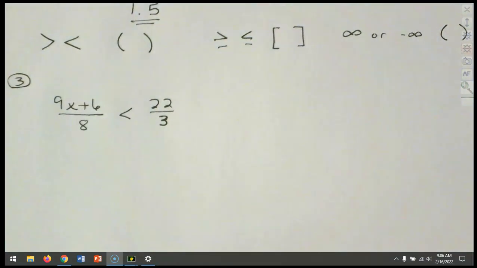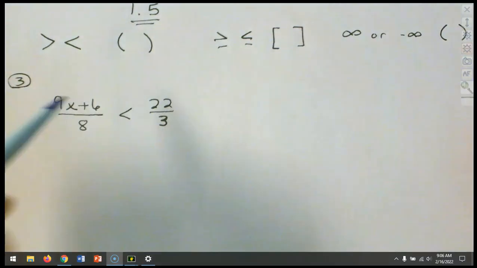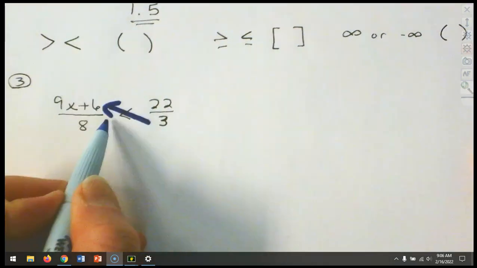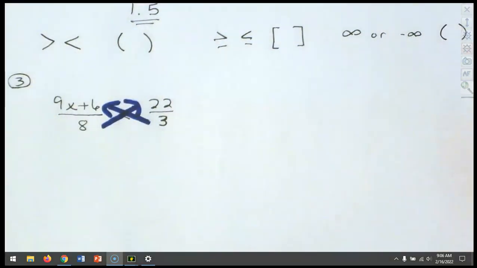Okay, now, we can solve this the exact same way we can solve an equation. The only difference is when we work it out, at the end, we don't have a number answer, we have a range. We have an interval notation and a graph. So we can use the same procedure to clear out our fractions. So we can cross multiply.